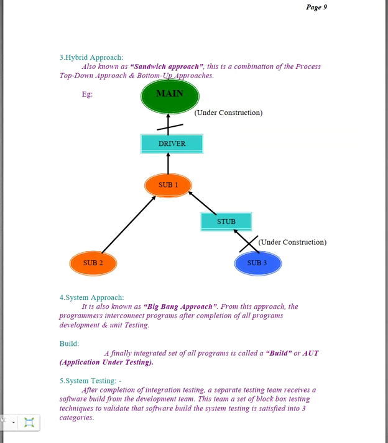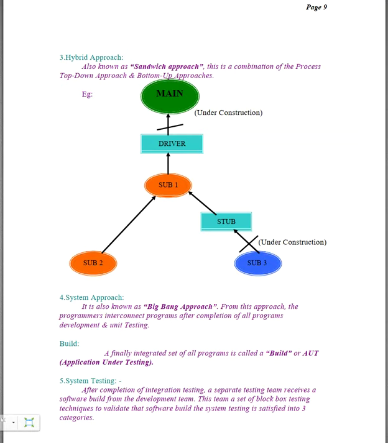The programs are interconnected after completion of all program development and unit testing. Once the developer completes all the unit testing and the development, they will interconnect. So what is a build? A finally integrated set of all programs is called a build or application under testing.